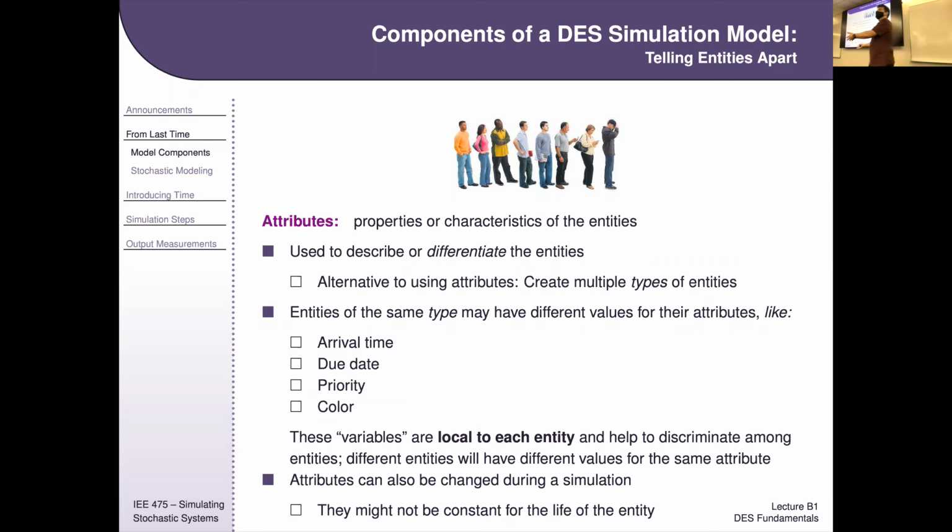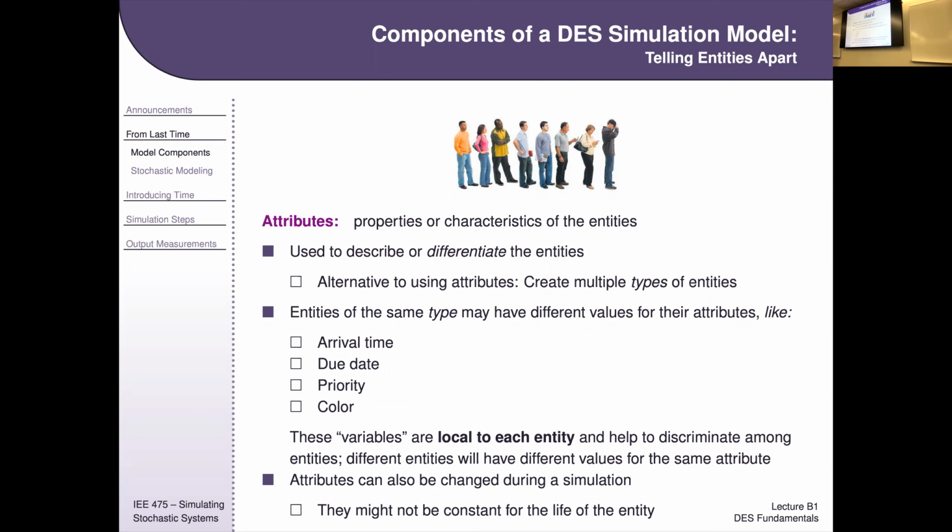They follow the entities around. When the entities leave, they disappear. They can be changed during a simulation. An entity can enter the simulation having not been scanned yet, but once it's scanned as part of the simulation, its attribute changes, and it might then be treated differently later on because it's been scanned and other entities have not. So attributes can be dynamic, but the key feature is that they ride around with the entities.